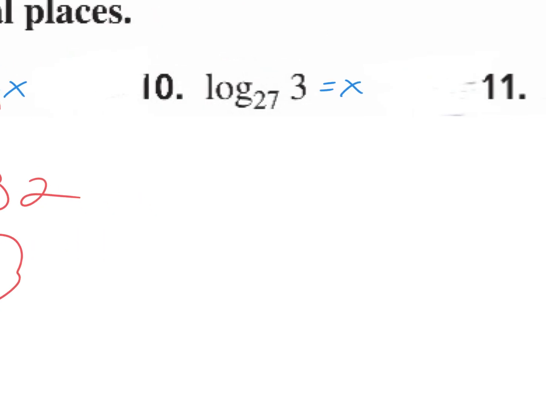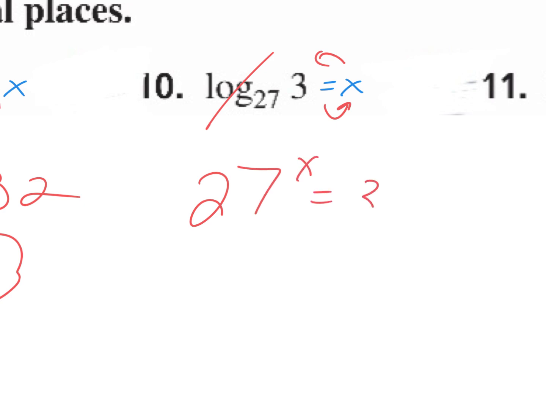Okay, scooting along. Let's look at 10. This one might be a little tricky. Log goes away. 27 becomes big, and then what happens here? X equals 3. Guys, we're going from a bigger number to a smaller one. So are we going to have a fractional exponent or a big whole number exponent? Fractional. Very good. What's the relationship between 27 and 3? All right, 9 times 3 is 27, I agree. It's 1/3. How'd you get 1/3?